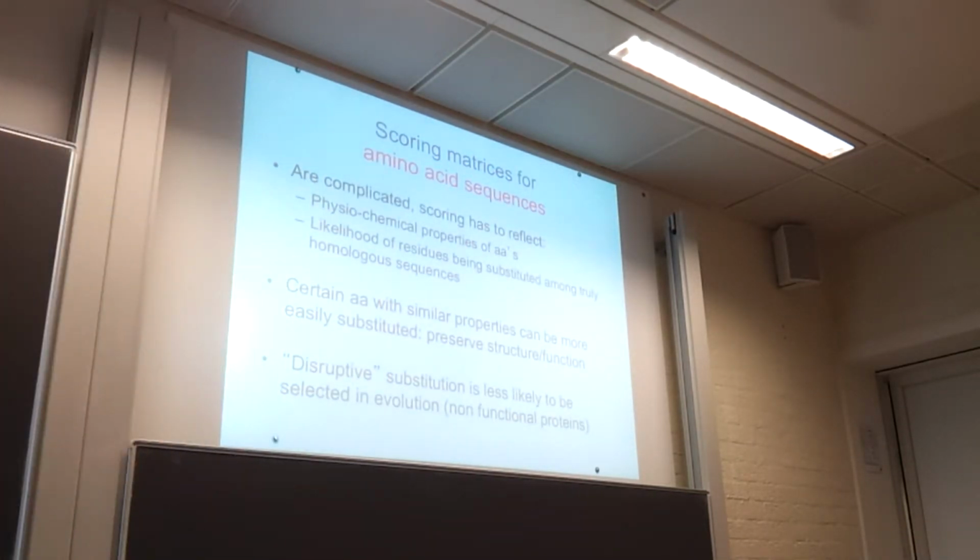Now, basically what I'm trying to say to you is that this is a complex world with all of these amino acids. They can be physicochemically different. The likelihoods where they might occur can be different.